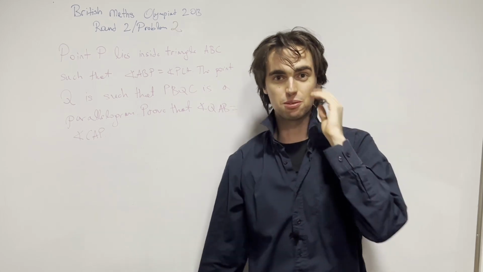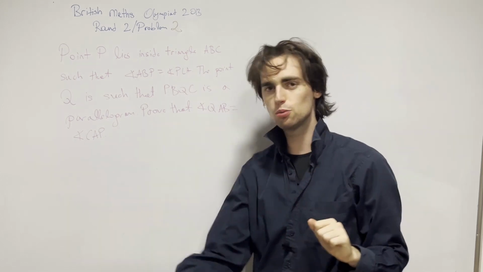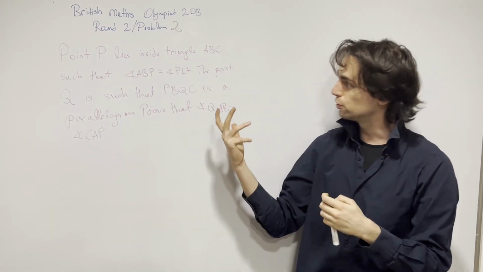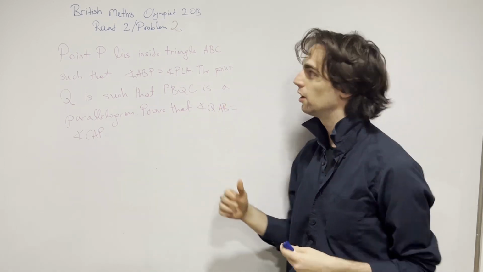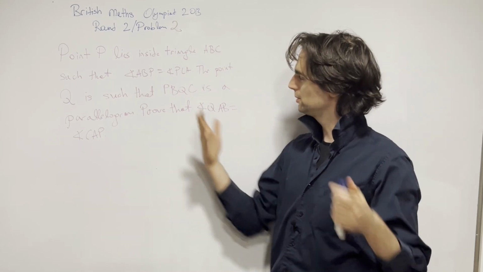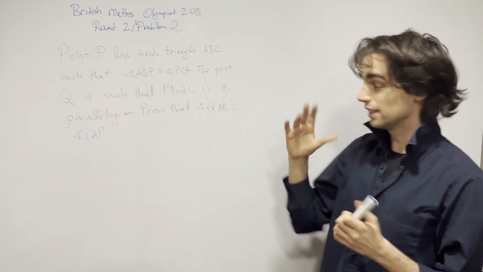Hello, fellow problem solvers. So we're going to be doing a problem from the British Math Olympiad 2013, round 2, problem number 2. The reason I'm doing the British Math Olympiad round 2 is because somebody who watches this channel commented that they were going on the British Math Olympiad, and I decided, hey, let me try to do some problems that were in previous British Math Olympiads. So this is a lovely geometry problem.